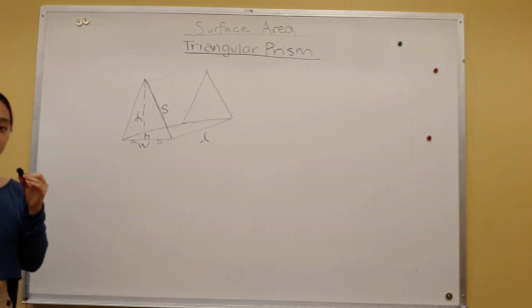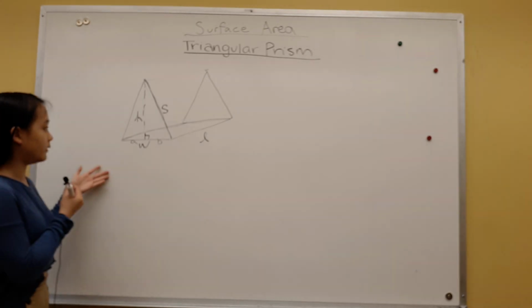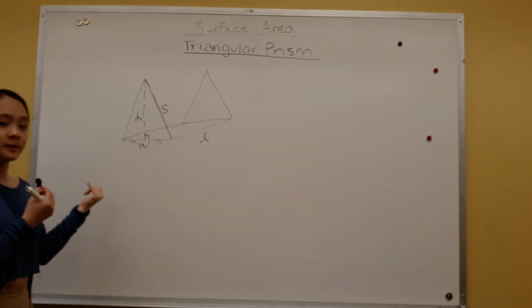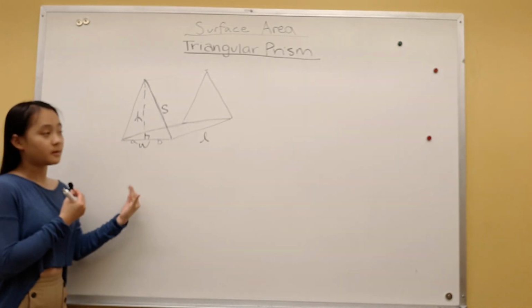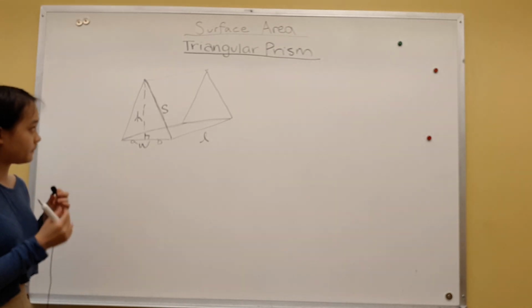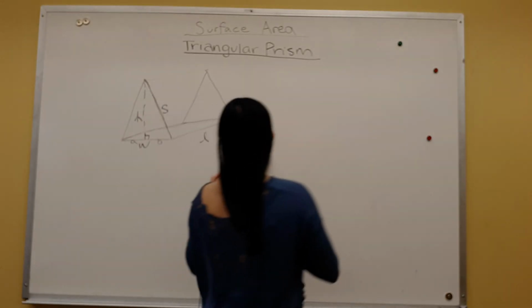So the surface area of a triangular prism is just like a rectangular prism in that it's the sum of the surface area of the different faces of this triangular prism. But you'll notice right away that there are many different types of faces instead of just the common rectangle like we did in the rectangular prism. So let's analyze these faces one by one. What kind of faces are there?